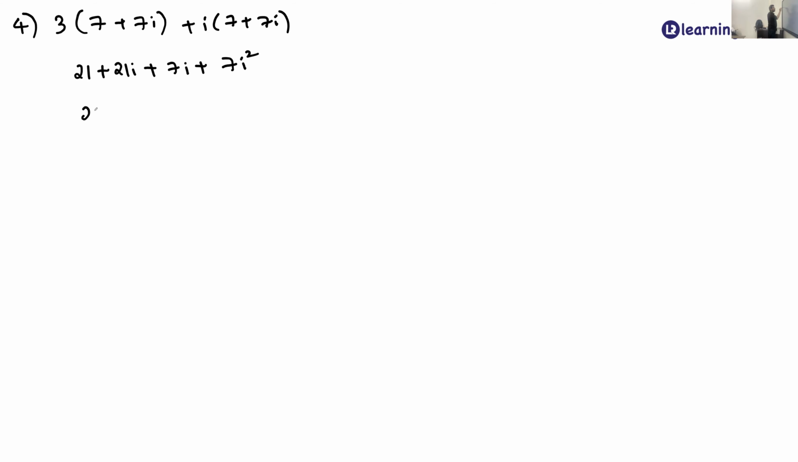So what will you get? 21 plus 21i plus 7i is 28i, minus 7. So 21 minus 7 is 14. You will write it as 14 plus 28i, or you can write it as 14 into 1 plus 2i. Okay.